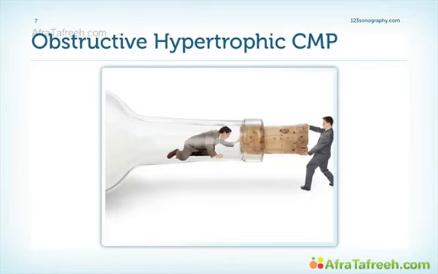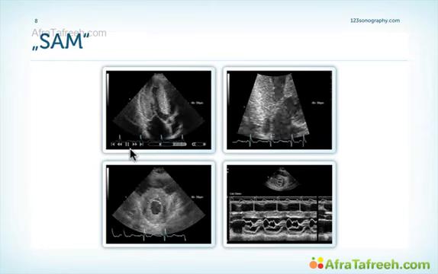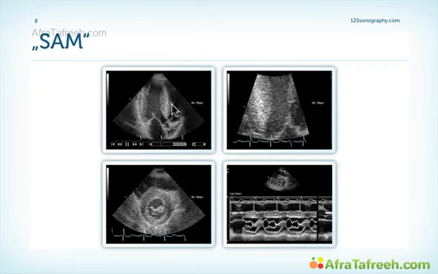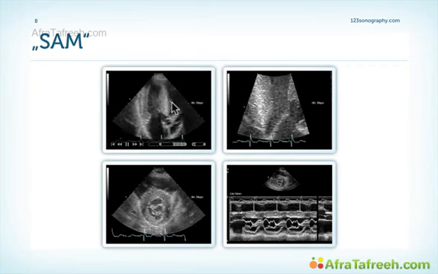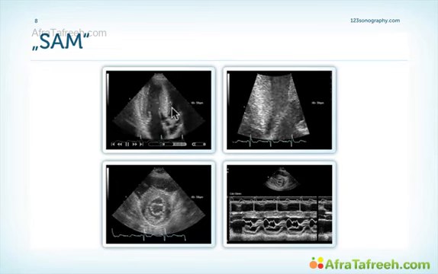Now I would like to take a look at the typical features of obstructive hypertrophic cardiomyopathy. So in these 2D images, you can see the problem. What does the patient have? Well, first of all, he has massive left ventricular hypertrophy. Again, more of the septum than of the remaining portions.